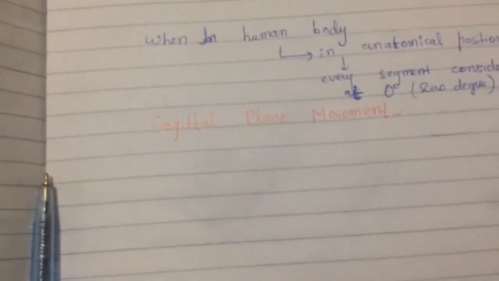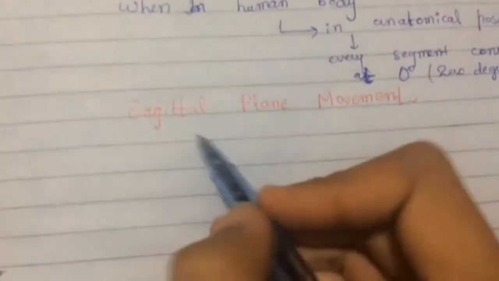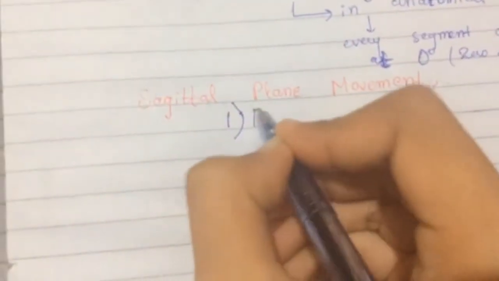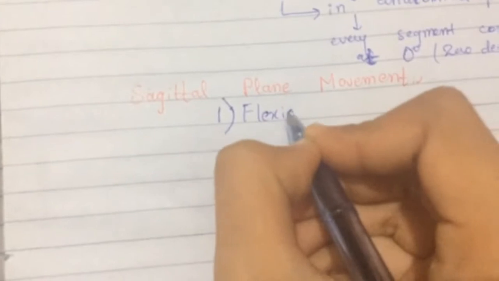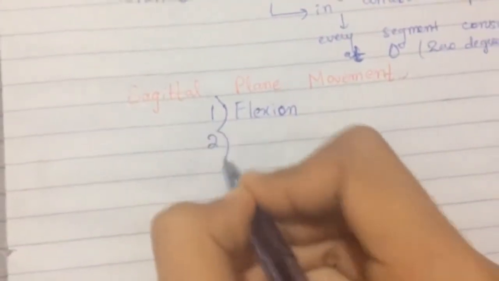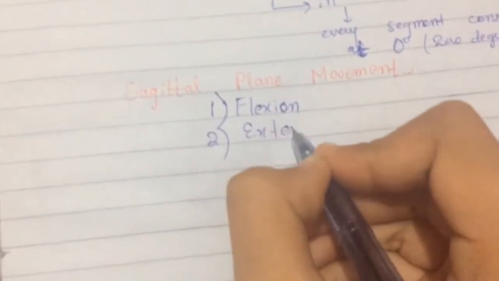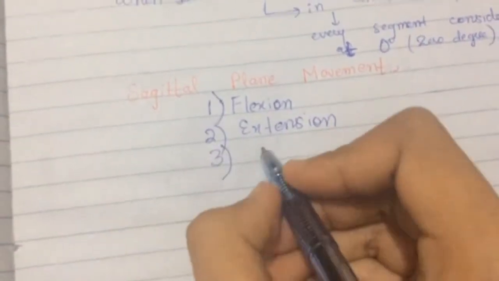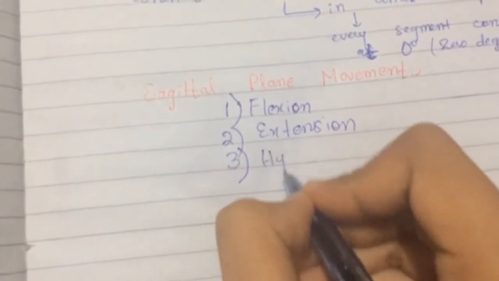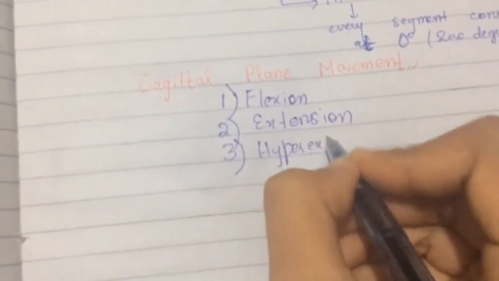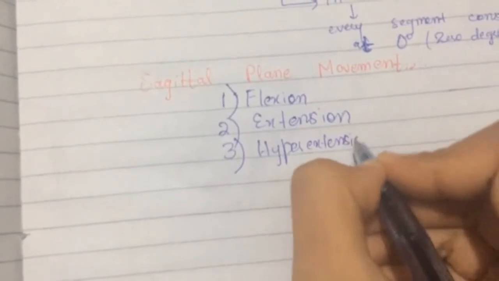In this we consider three primary movements. Other movements are also included, but three are the primary movements occurring. That includes flexion, extension, and hyperextension. So first write flexion, extension, and the third one is hyperextension. We have to discuss them one by one.